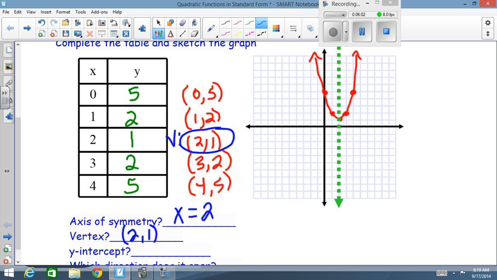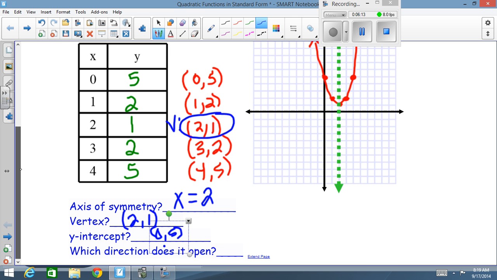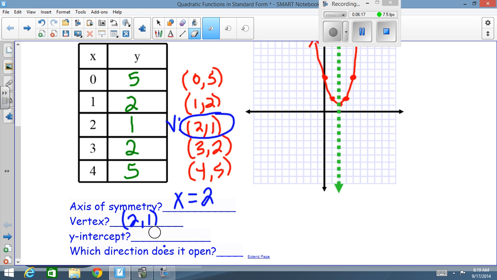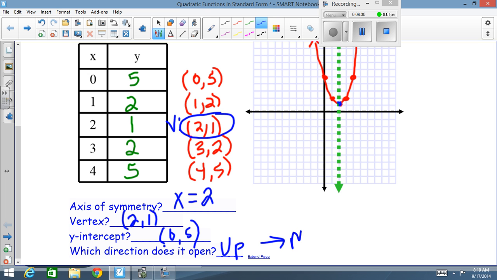The y-intercept, being the point where this function crosses the y-axis, is going to be the point 0, 5. That's where I cross the y. I got a little sloppy there. Let me try that again. And then the question of which direction does this thing open? Well, it opens up. So this vertex would be considered, it has a minimum.